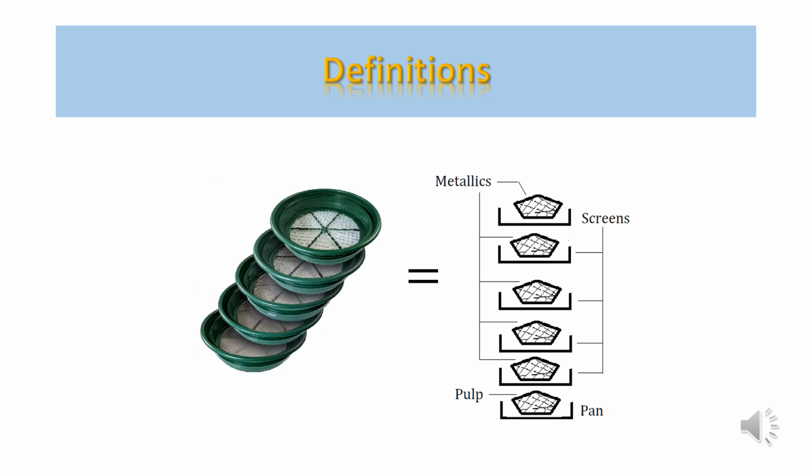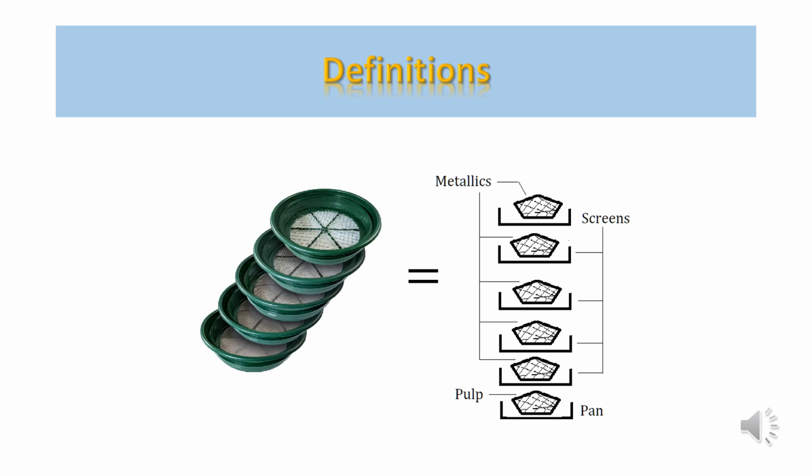The screens on the right are the ones you're probably most familiar with. They're of different mesh sizes and they're used to concentrate the material that you're mining. But they can tell you a different story. They can tell you, approximately or as an estimate, the amount of gold that you're going to get out of the area that you're mining.